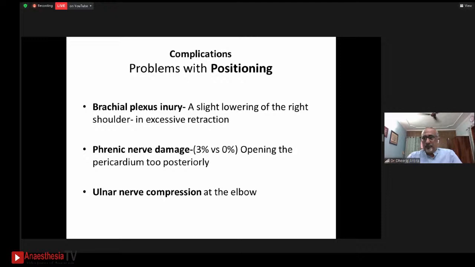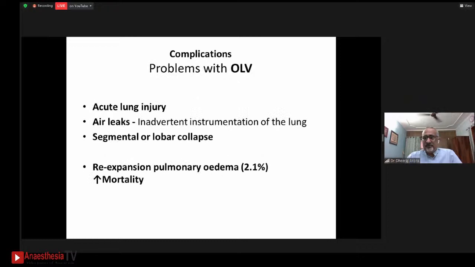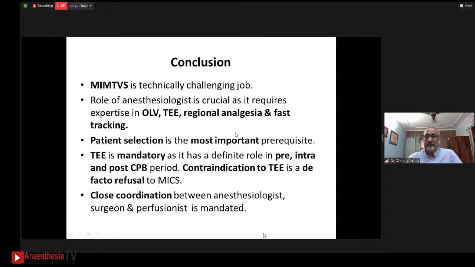Problems associated with positioning, like brachial plexus injury, are also quite common. Phrenic nerve damage, because sometimes the surgeon opens the pericardium too posteriorly, that may cause phrenic nerve damage. Ulnar nerve compression is also there. Problems associated with one lung ventilation, like acute lung injury, air leaks, segmental collapse, re-expansion pulmonary edema, are also around 2.1% incidence, and may increase mortality in the post-operative period.